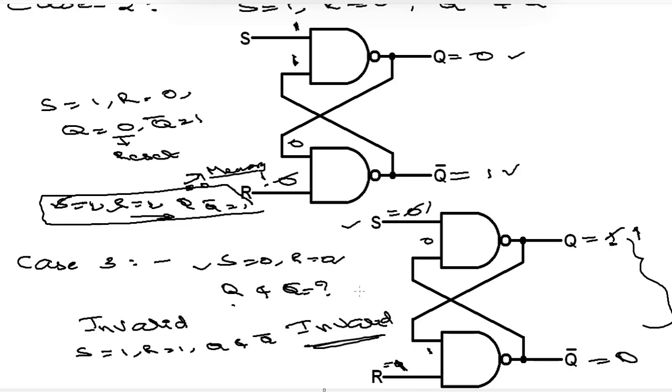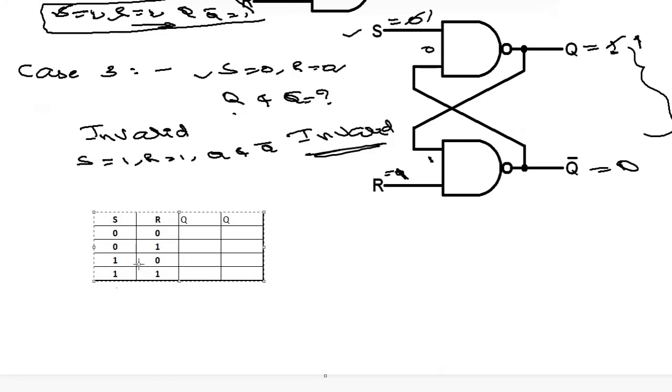Invalid condition. This invalid condition is also called the not valid, not used state. Now the truth table for the SR latch. When S equal to 0, R equal to 0, Q and Q bar are in an invalid state. So this state is called the not used or invalid state.